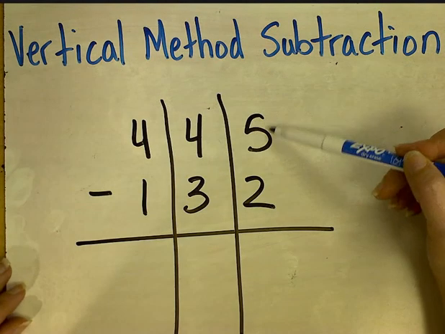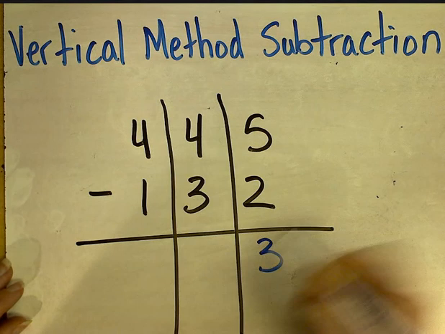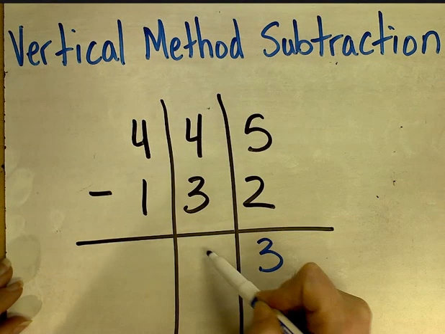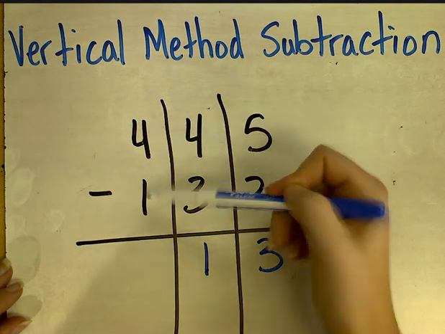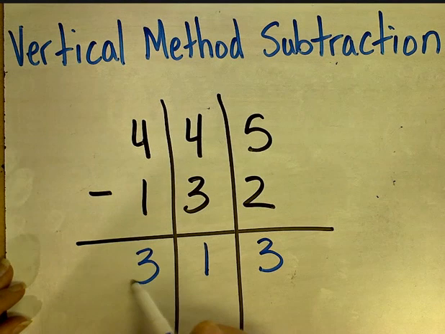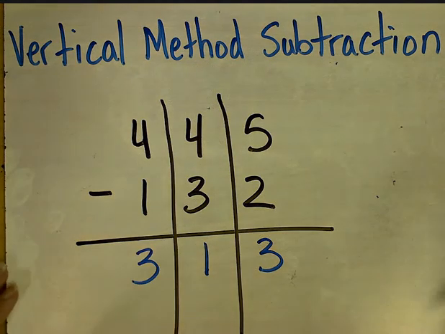5 take away 2 is 3. 4 take away 3 is 1. And 4 take away 1 is 3. So our answer would be 313. Now let's look at one that's a little more challenging.